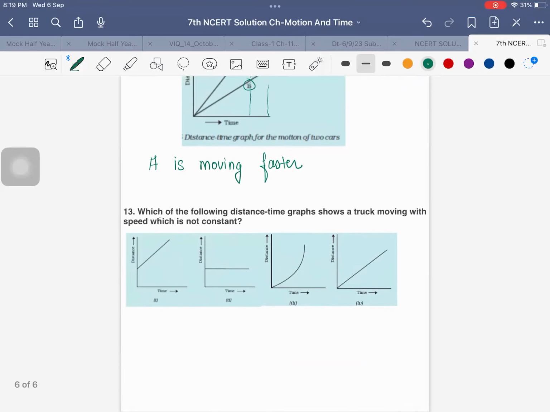Next, which of the following distance time graphs shows a truck moving with a speed which is not constant? In the first case, it shows a straight line graph. It shows a uniform motion, that means the body moves with a constant speed. The second one shows a straight line graph parallel to the time axis. That means the body is at rest. The third one shows a curved graph. So it is non-uniform motion that shows that speed is not constant. So the correct answer is the third. So this is all about the exercise.